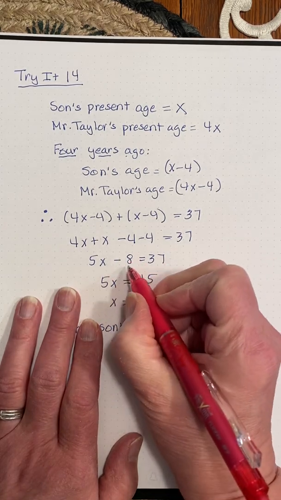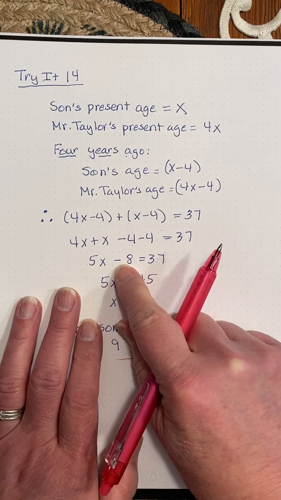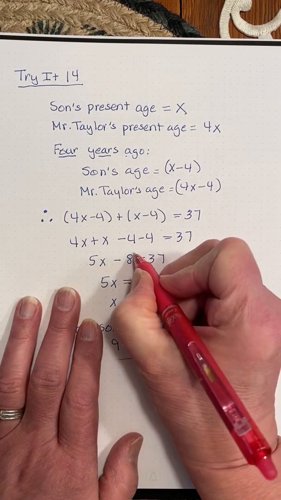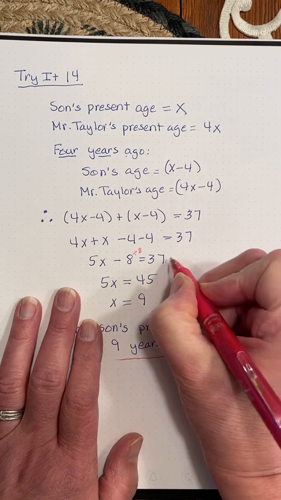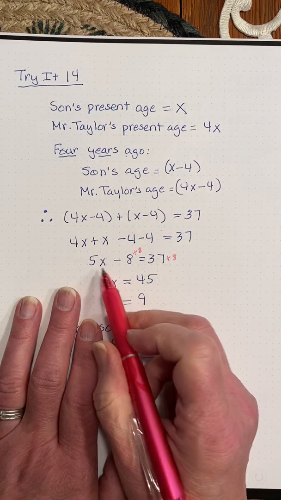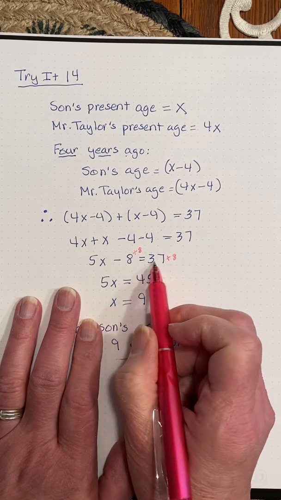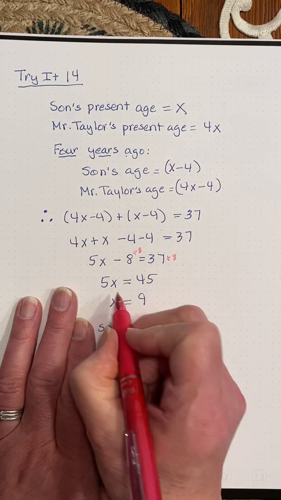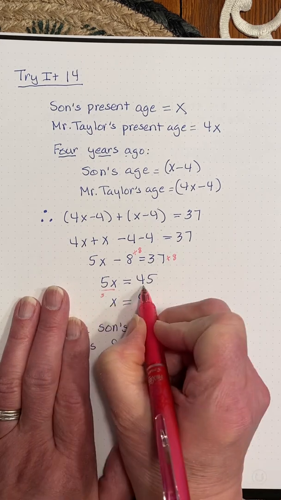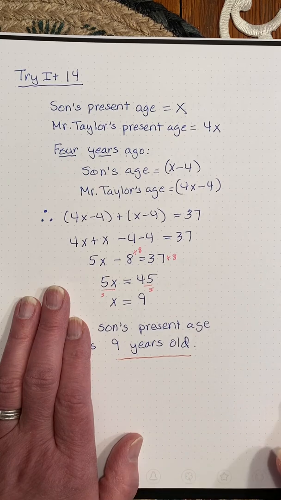So to get rid of my -8, remember I'm working towards x, but I need to get rid of that extra stuff first. So to get rid of the -8, I do the opposite. So I include +8 on both sides. That eliminates that on this side. I'm left with 5x, and 37 changes to 45. And of course, I divide through by 5 and find that x equals 9.